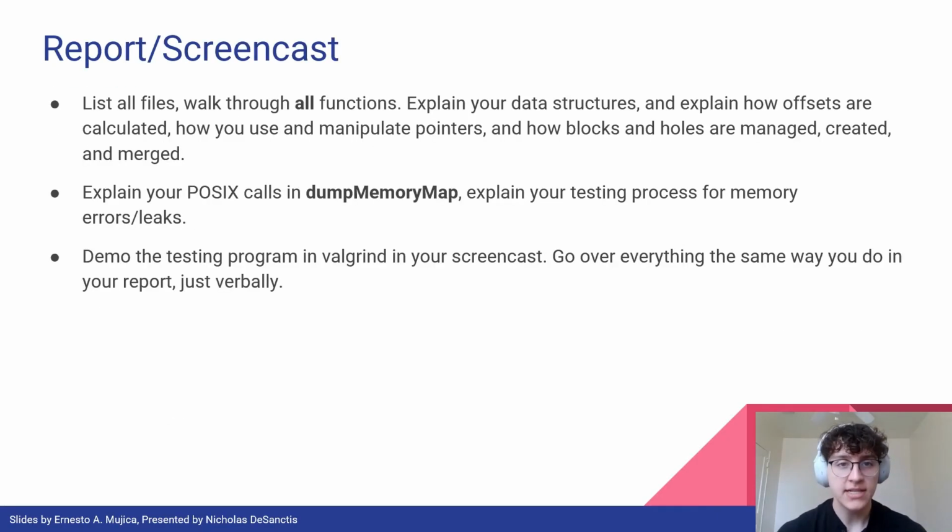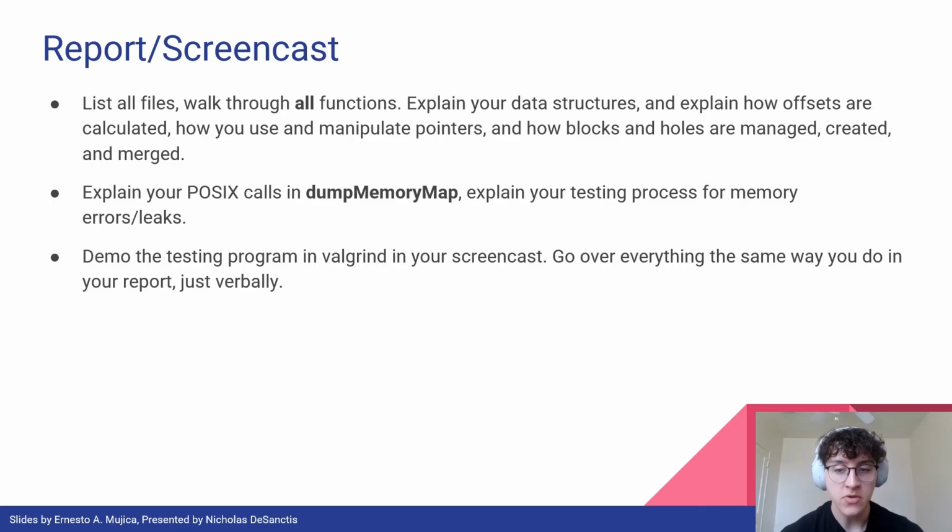So before we get to the Valgrind demo though, we'll just briefly talk about the report and screencast. I won't go super in detail here because there's already a file on Canvas that lays out these expectations pretty explicitly, but the expectations on these are pretty similar to the expectations for Project 1. So for your report, go through every single function, even the simple getters and setters, tell us why you used the data structures you did, how you calculated offsets based on the arithmetic with words and bytes, how you manipulate pointers, and overall how you manage blocks and holes with allocate and free.